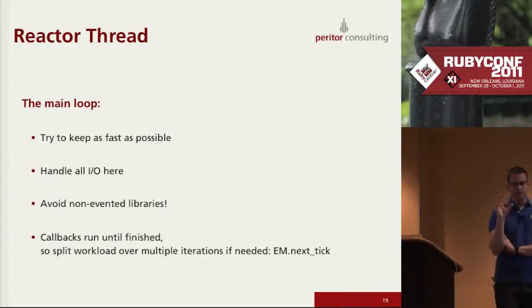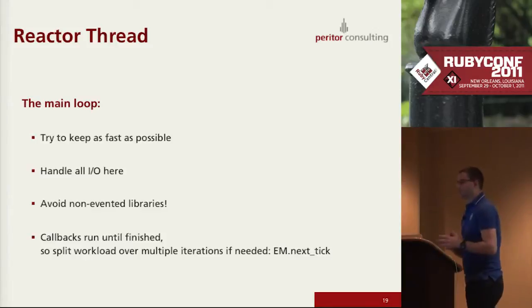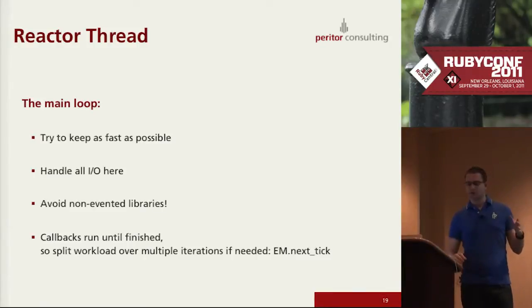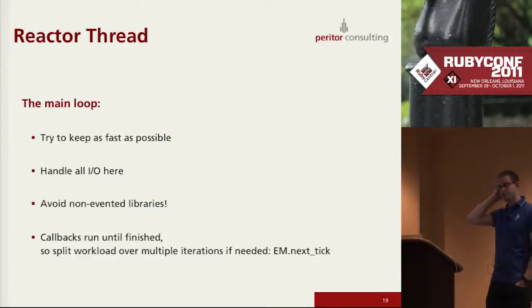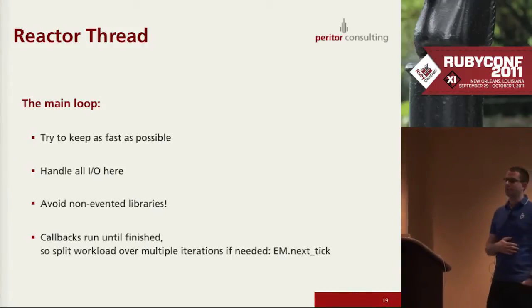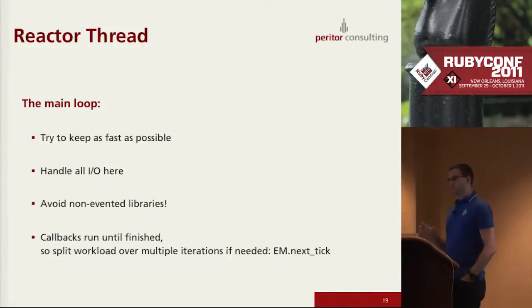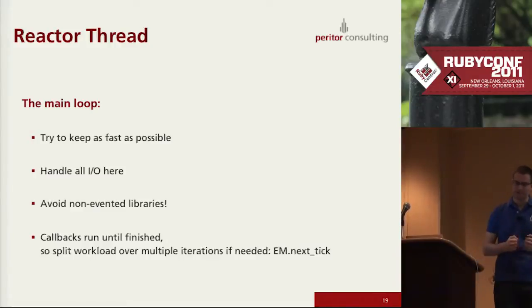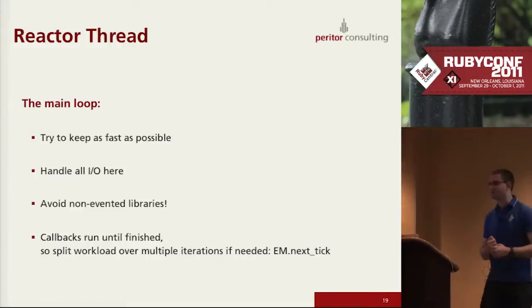But the main idea is that inside the main reactor loop, which is the main thread, you shouldn't do anything that is slow. You shouldn't do anything that could potentially block it. Even if you're not calling any synchronous code, only asynchronous code, you still shouldn't do anything that takes too long. Because as I just showed you, in our case, we didn't do anything synchronously, but because it was so much work, we still blocked the loop. So the main idea is to try to keep everything as short as possible, also to do all I/O handling inside the main loop, and avoid non-evented libraries.